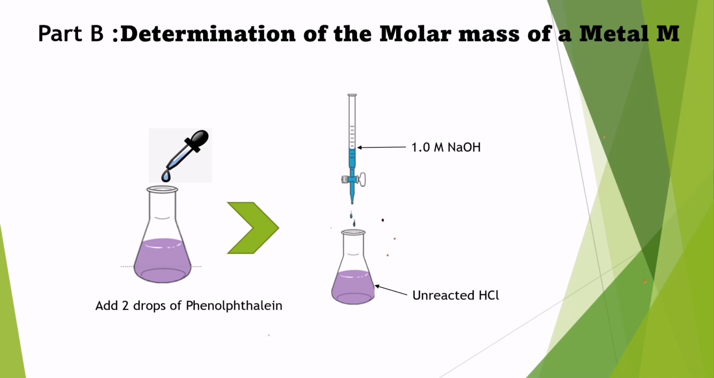This experiment is called back titration because the first step is the reaction between metal M and HCl, and the second step is the titration between the unreacted HCl and NaOH solution.